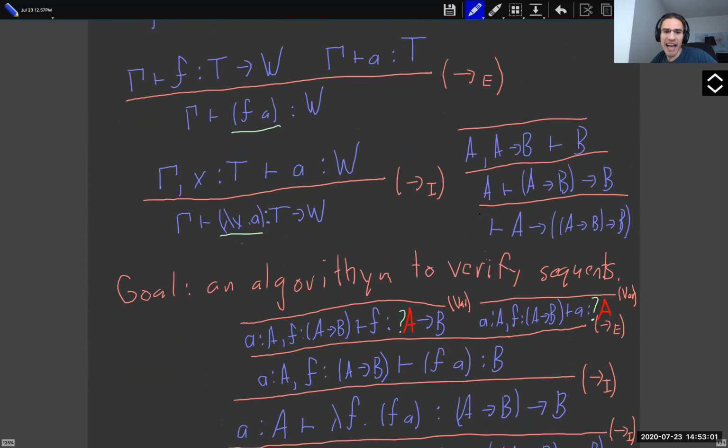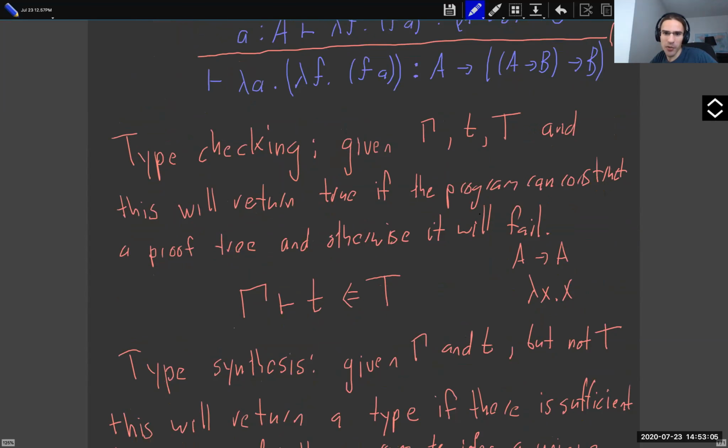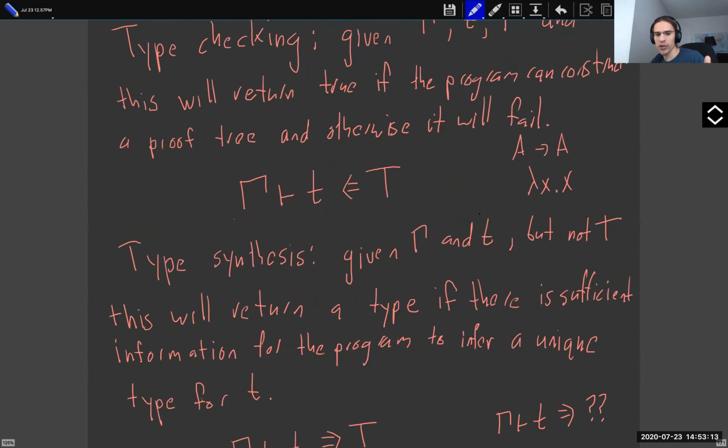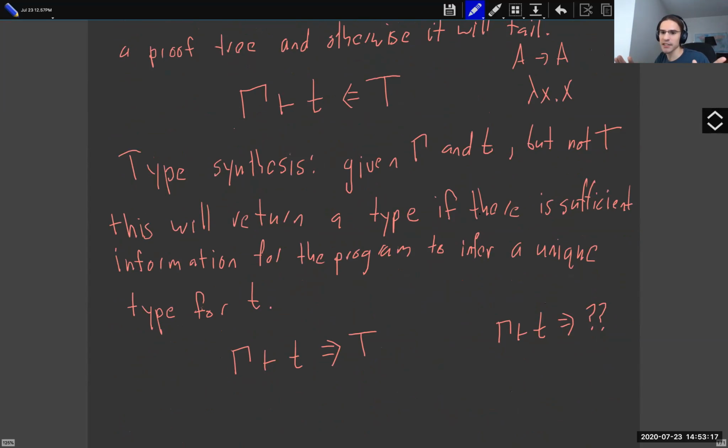And so really that suggests that there are two problems going on. One is the type checking problem, where you're trying to verify the validity of a sequence. And one is a type synthesis problem, where you're only given a context and a term, and you're trying to infer from that whether there's a unique type which fits the term.